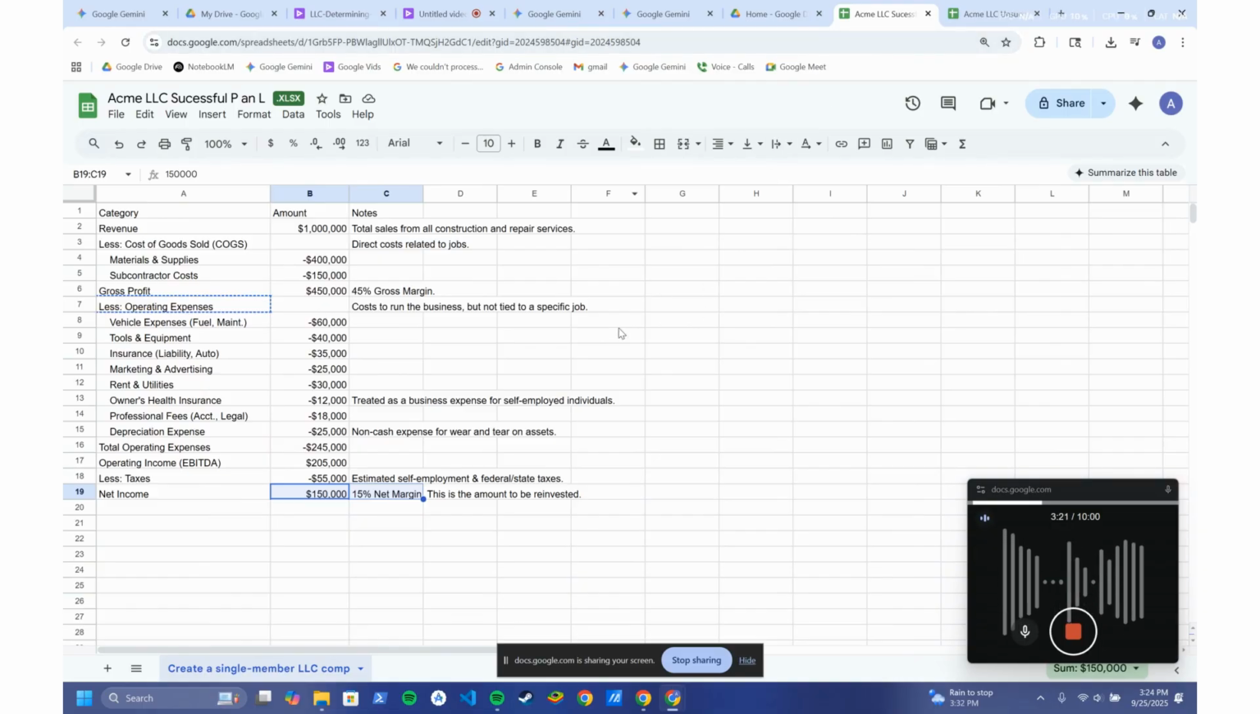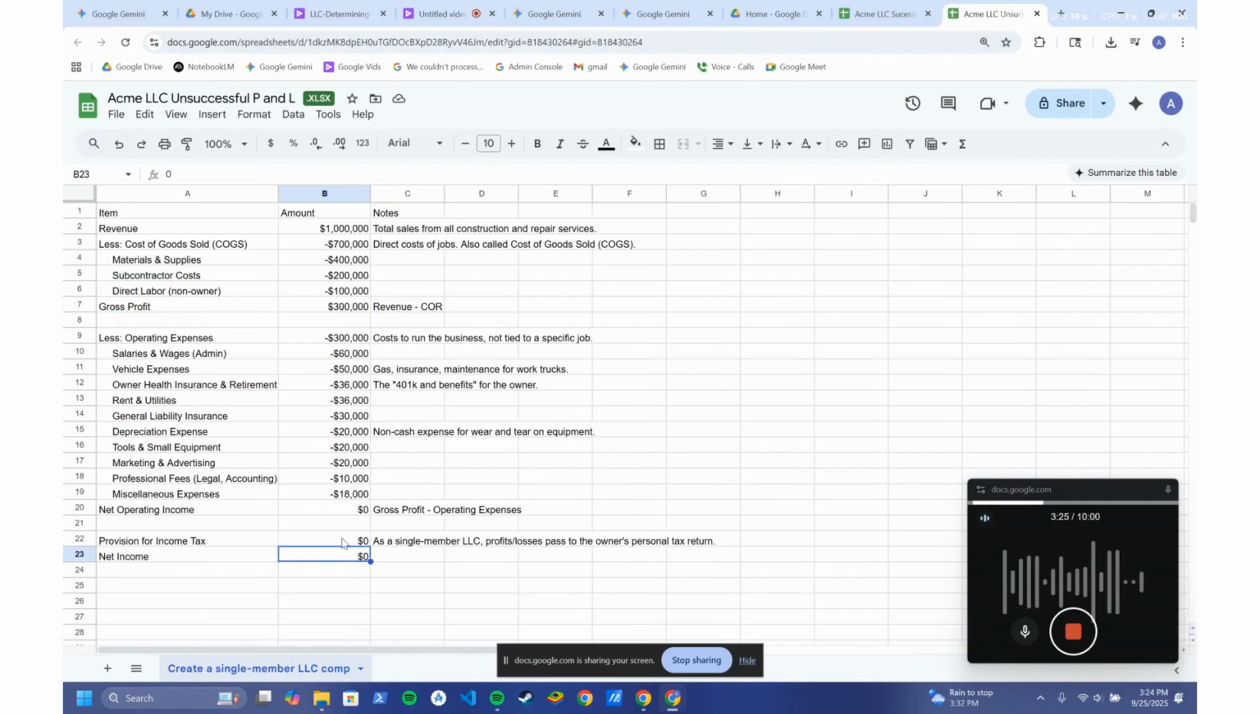If it were to be like 0% here, that clearly we're doing something wrong and we need to fix that. And that's it for the P&L.